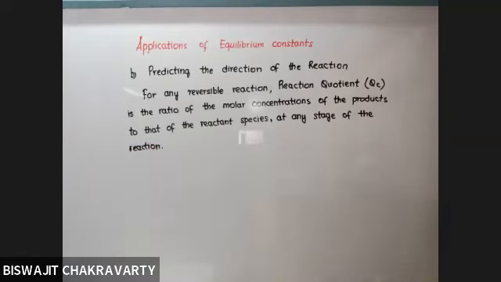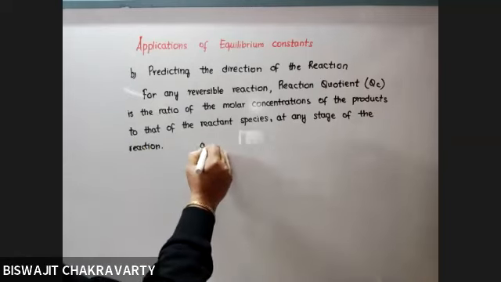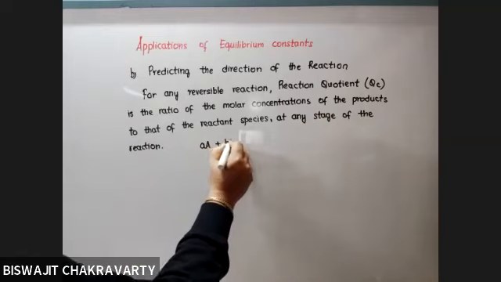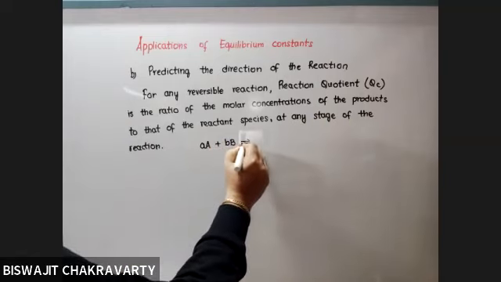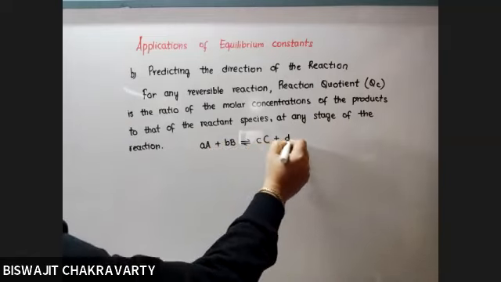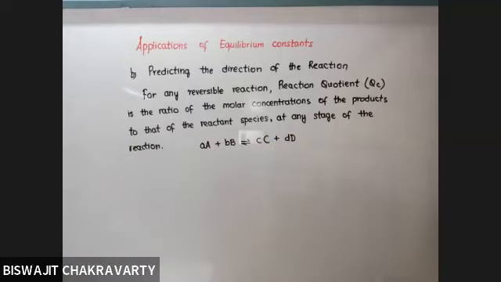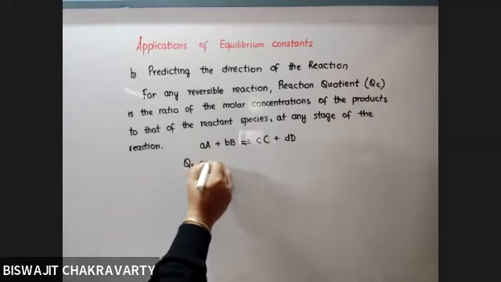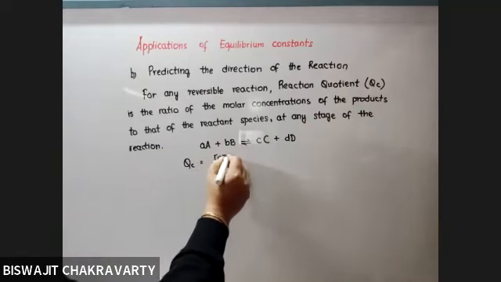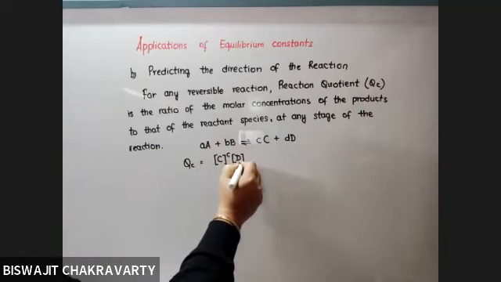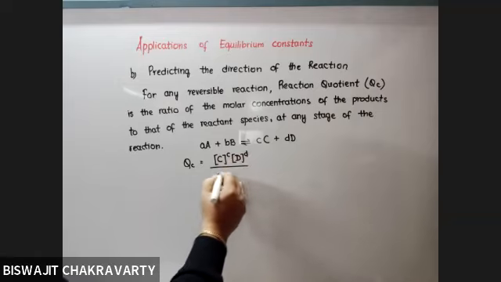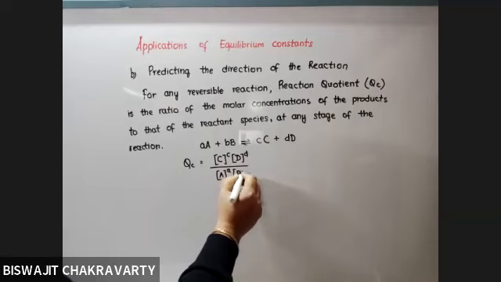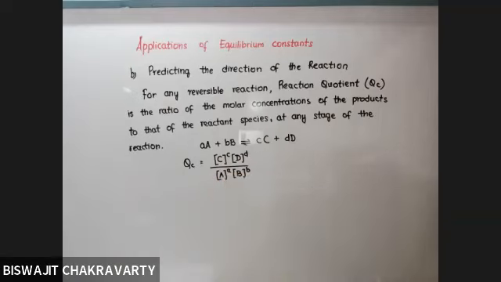যে কোনো stage of এটা reaction আছে, suppose aA plus bB reversible cC plus dD. The reaction quotient QC, this is the expression for QC.